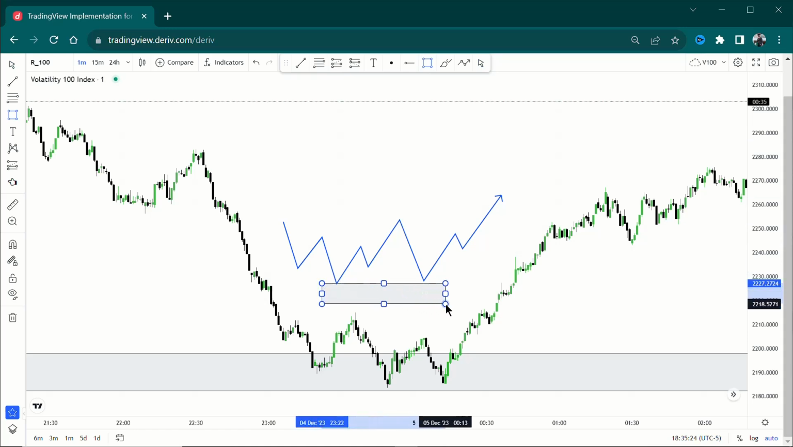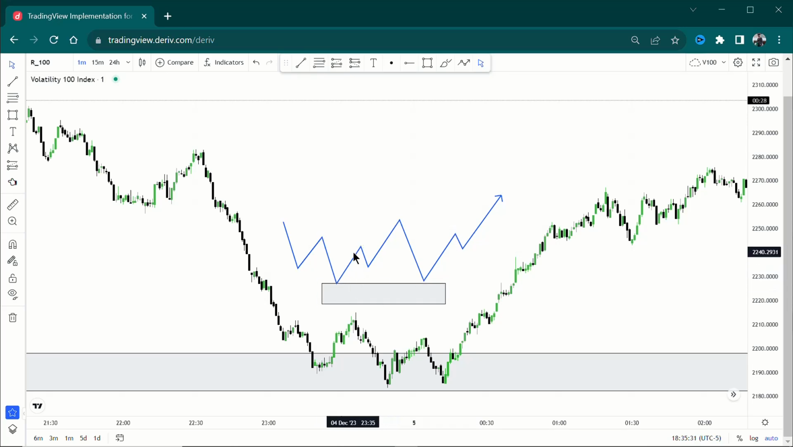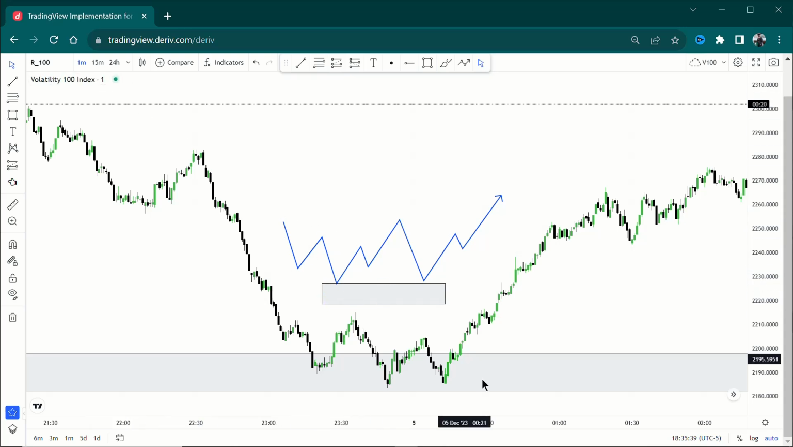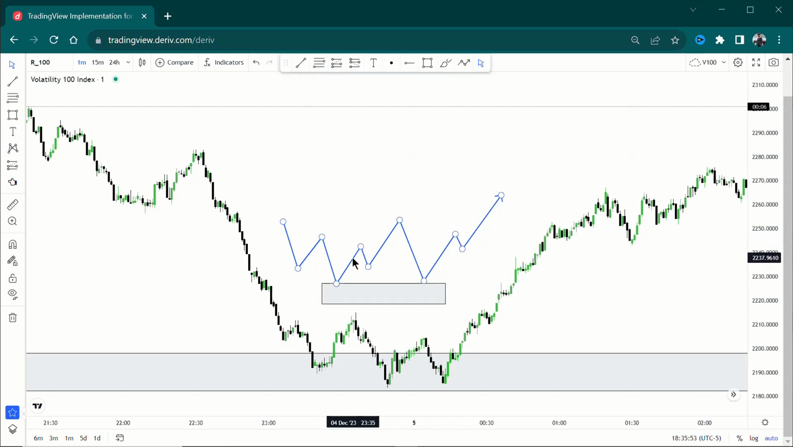Imagine this is your POI. It has already touched your POI. I'm just giving you this, even if you haven't watched the video. So this is what you are looking for. For me, I use 15 minutes, and then for entry I use 1 minute. So this structure, you have to look for it under 1 minute if you are using the 15-minute time frame for analysis.